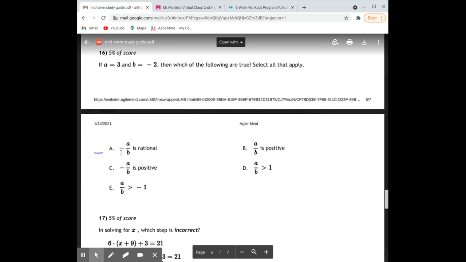All right, number 16. Can you read this for us? Yes, ma'am. If A equals 3 and B equals negative 2, then which of the following are true? All that apply.